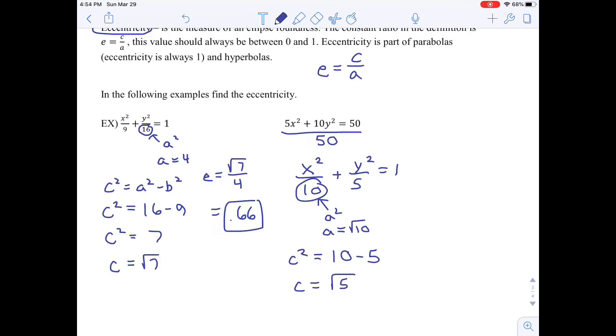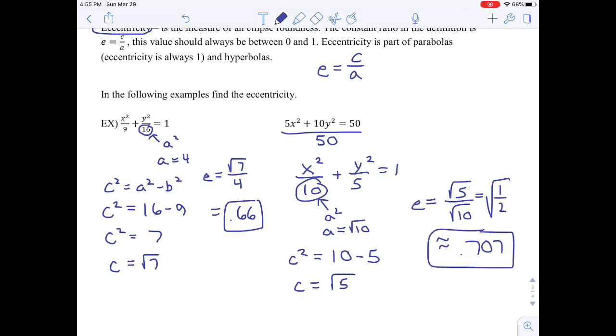So c over a is the square root of 5 over the square root of 10. You could go to your calculator, or remember that's also equivalent to the square root of 1/2, which is about 0.707. And again, it has to be in between 0 and 1, and we have that there.